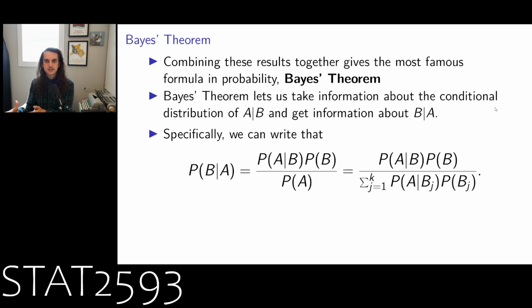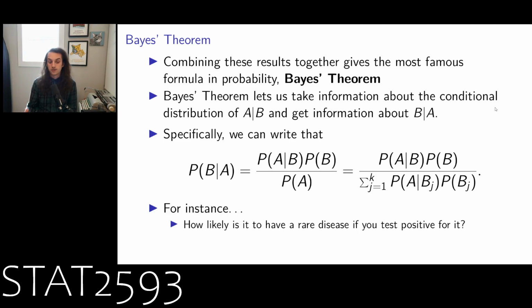So how accurate is it? But then how often do you get false positives, right? And if you can fill in those two values, you can write out our denominator here, and we could actually work through and compute what this probability is going to be. So, for instance, how likely is it that you have a rare disease if you're testing for it?